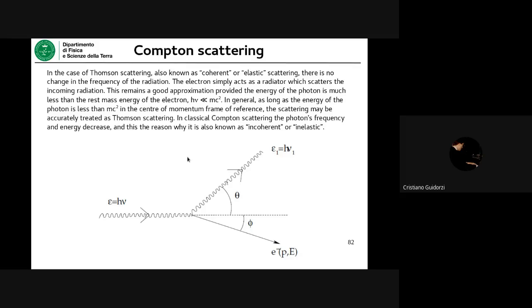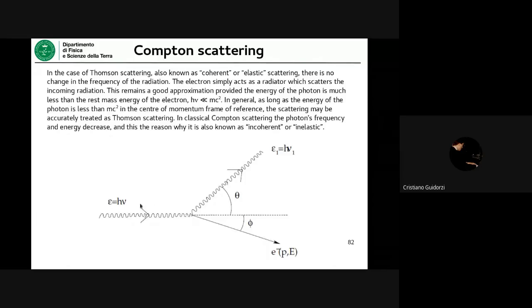In this case, first of all, you have no photon absorption. The photon survives the scattering. And what about the electron? Well, in this case, we can consider the electron as a free electron.